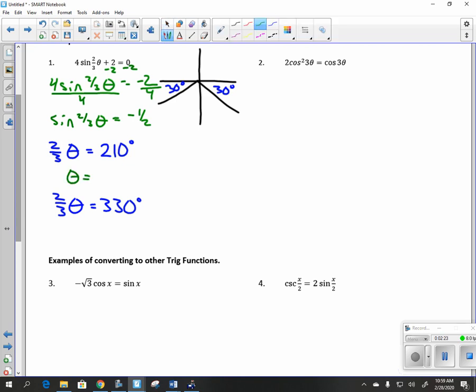Theta is then equal to, I multiply by 3, I divide by 2. 210 divided by 2 is 105 times 3 is 315 degrees. And 330 divided by 2 is 165 times 3 is 495 degrees. Those are my two answers. Sorry, divide by 2. It doesn't matter if you multiply by 3 and divide by 2 or divide by 2 and multiply by 3. It'll carry out the same way.